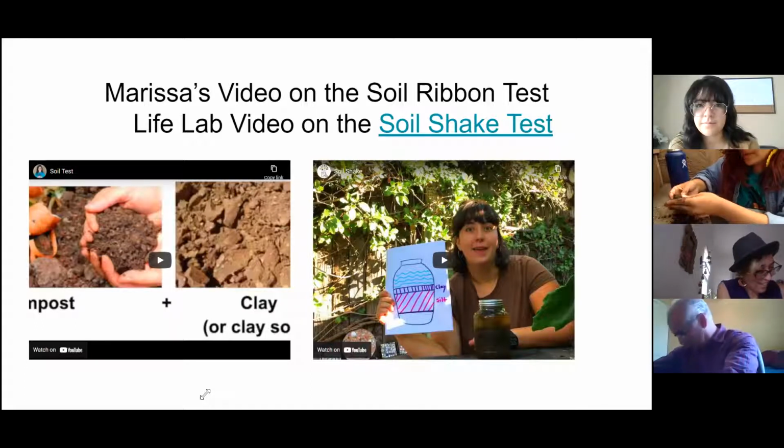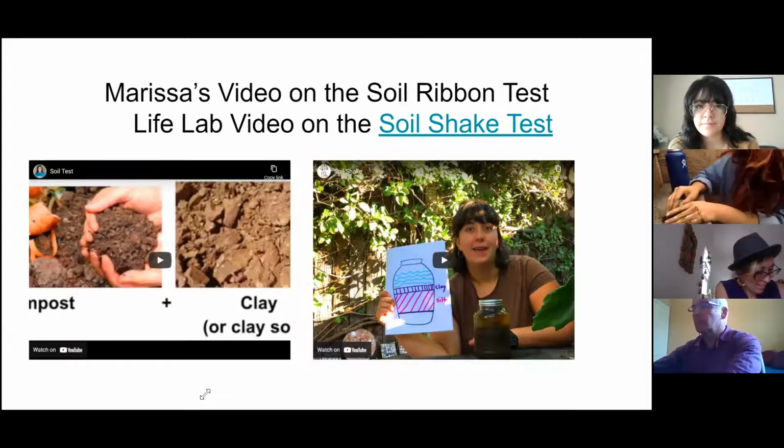So I guess my soil sample actually wasn't bad. It's a little sandy, but it's got a little bit of loam in there.